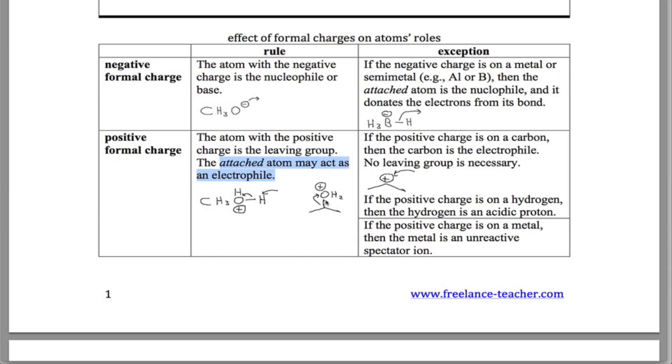Although we saw sometimes the leaving group can leave without being pushed. Here's an example where the leaving group leaves without being pushed. But there's an exception, which is when the positive charge is on a carbon. Then no leaving group is necessary. Also, I mentioned there's an exception when the positive charge is on a hydrogen. That's the example you just brought up. Then the hydrogen is an acidic proton. And we also talked about how metals with positive charges are unreactive spectator ions.